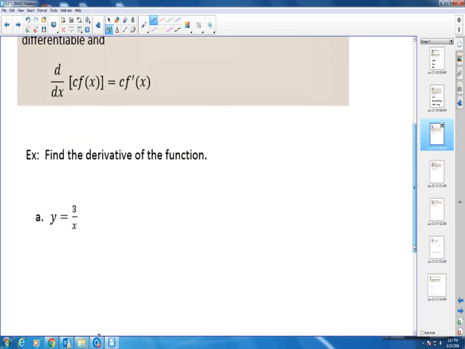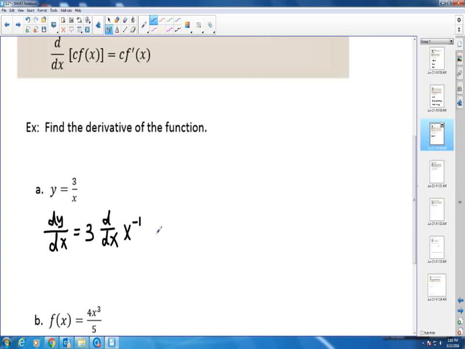So for example, y equals 3 over x. If I want to take a derivative of y with respect to x, what I can do is factor out my 3 to the front. So then I will end up with 3 times the derivative with respect to x of 1 over x, because my x is still in the denominator. And we can rewrite 1 over x as x to the negative 1 power. So I will go ahead and write that. By moving the x to the top, it will be x to the negative 1.